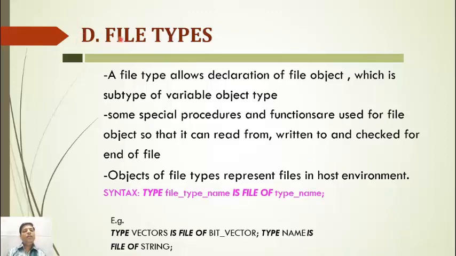Then D, file types. A file type allows the declaration of a file object, which is a subtype of variable object type. Some special procedures and functions are used for file objects so that they can be read from, written to, and checked for end of the file.